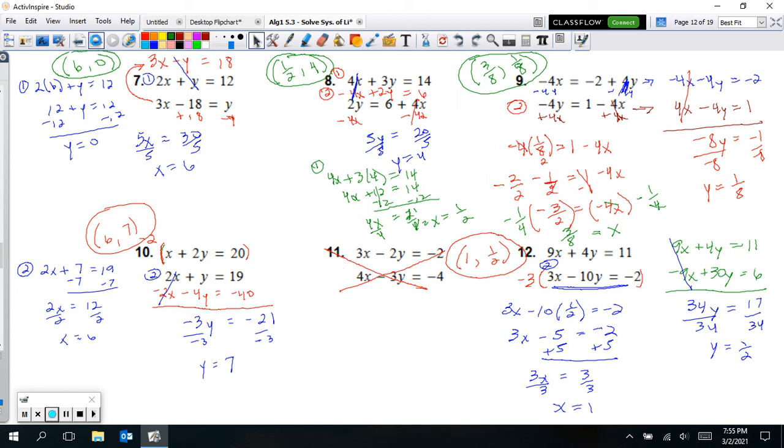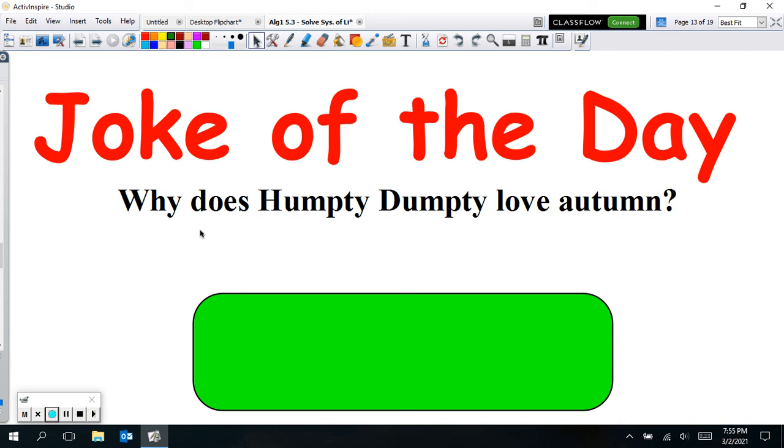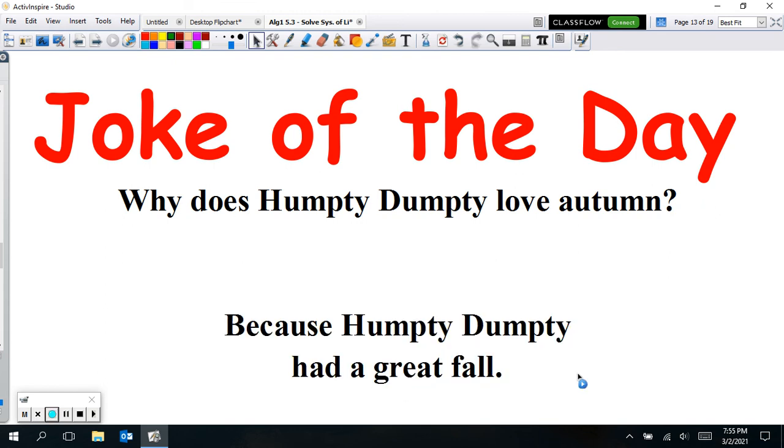But before that, let's look at our joke of the day. Why does Humpty Dumpty love autumn? Because Humpty Dumpty had a great fall. Alright. Going on. That's funny.